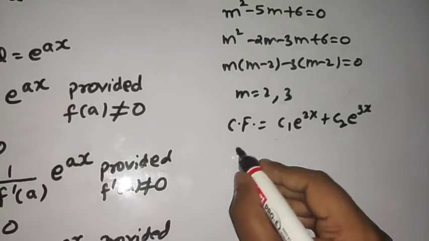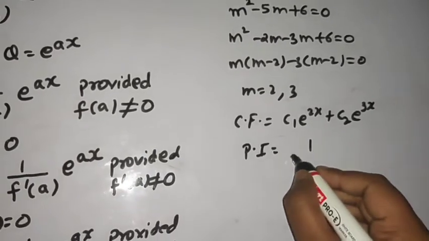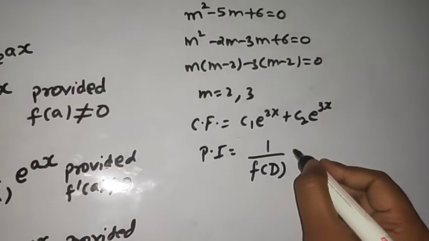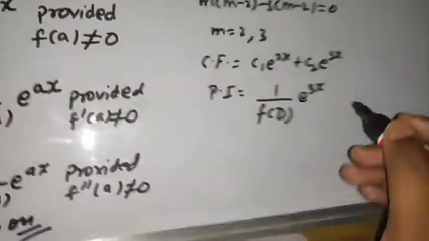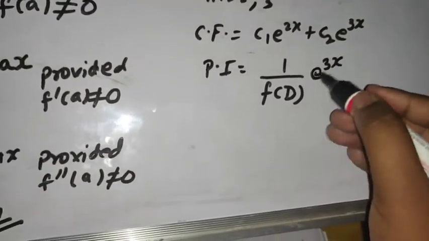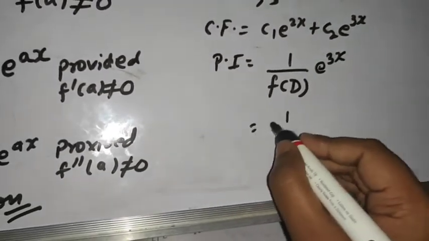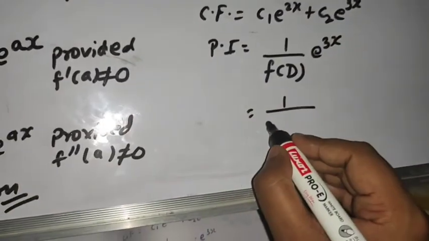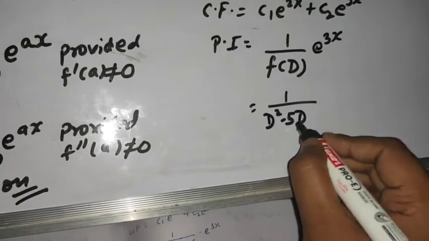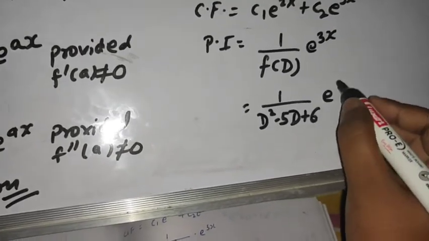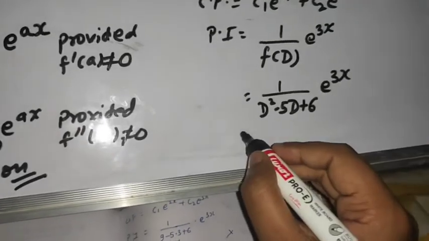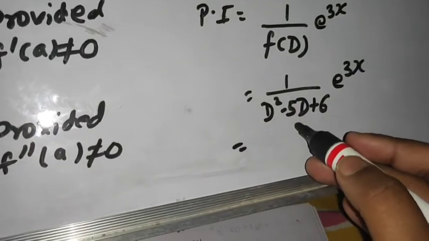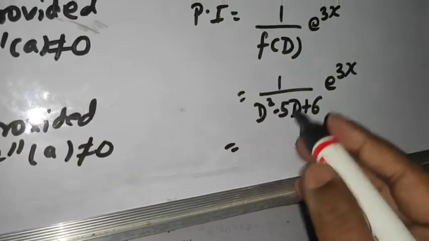Now coming to the particular integral portion. What will be the particular integral? 1 upon f of D into whatever is in the RHS, so e power 3x. Here in e power ax, a is 3. Now what is f of D? F of D is D square minus 5D plus 6, operating on e power 3x. Now if you put 3 here, do it orally: 9 minus 15 is minus 6, plus 6. So the denominator is becoming 0.